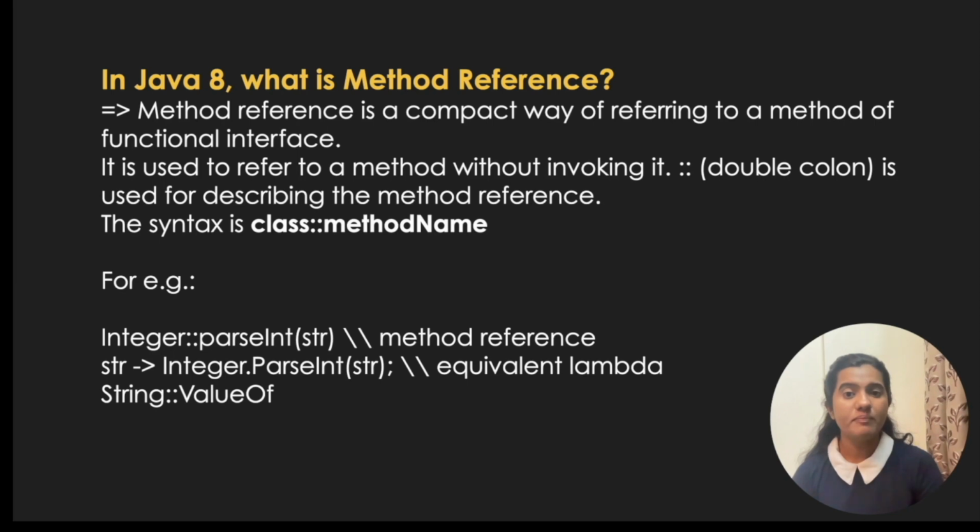Next is, what is a method reference? A method reference is a compact way of referring to a method of a functional interface. We use the method reference by using a double colon. The syntax of a method reference is class double colon method name. A method reference is equivalent to a Lambda expression. Here I give an example where I call the parseInt function of Integer, and I also wrote the equivalent Lambda expression as well. Here I have also given one more example.